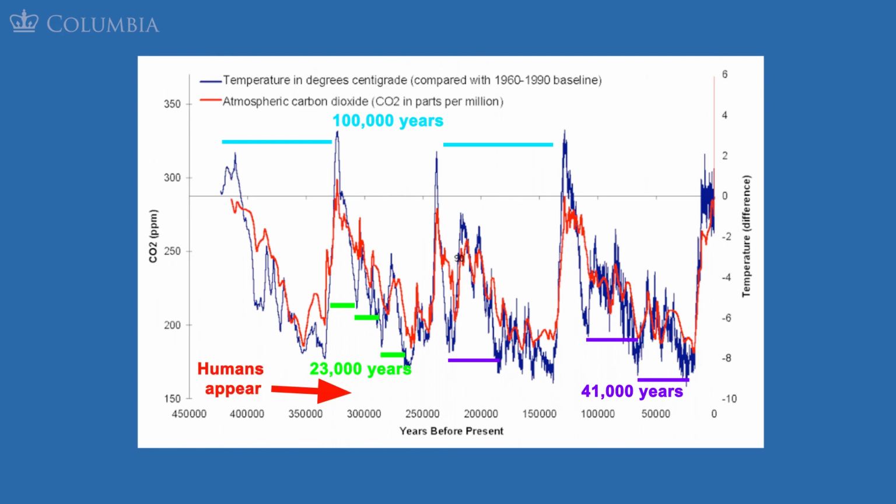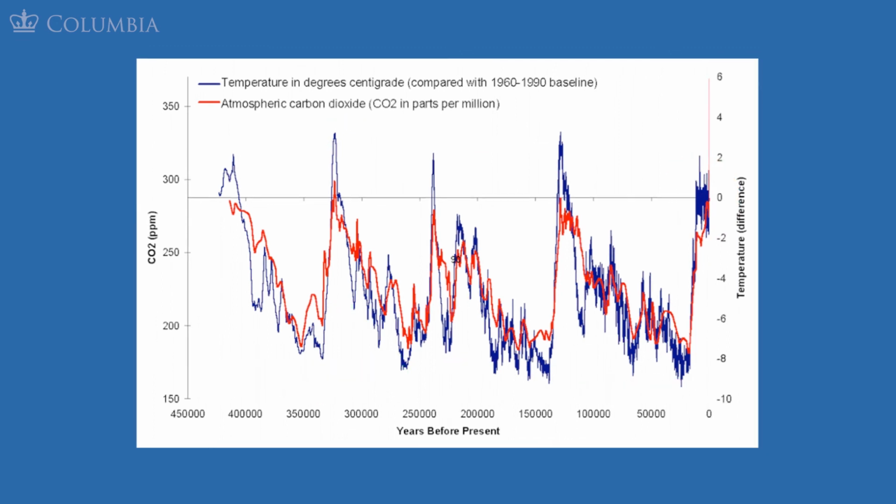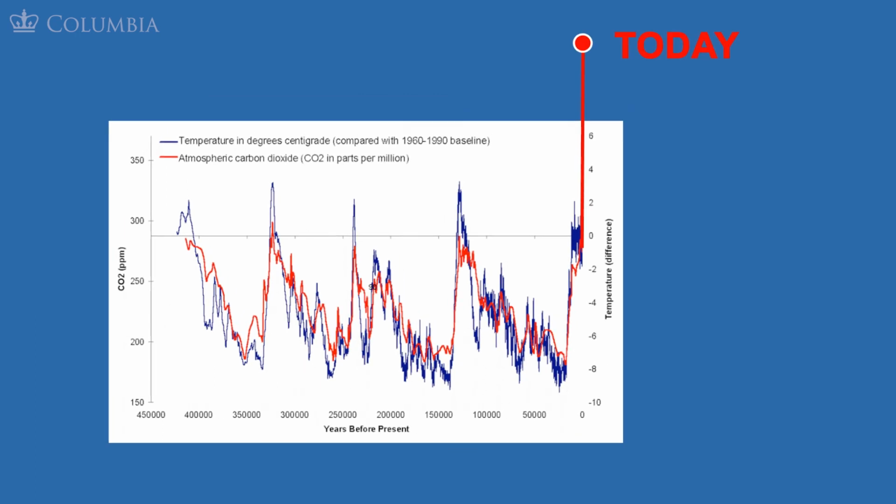Note that humans appear a few 100,000 years ago. Humans were clearly not responsible for this cycle back then. The last 10,000 years is the most stable period of climate we've had, and that's when our civilization has developed. But look where we are today. That's the current carbon dioxide level. It's higher, much higher, than it's been at any time in the last 5 million years. The question is, what does that predict for the future of our planet?